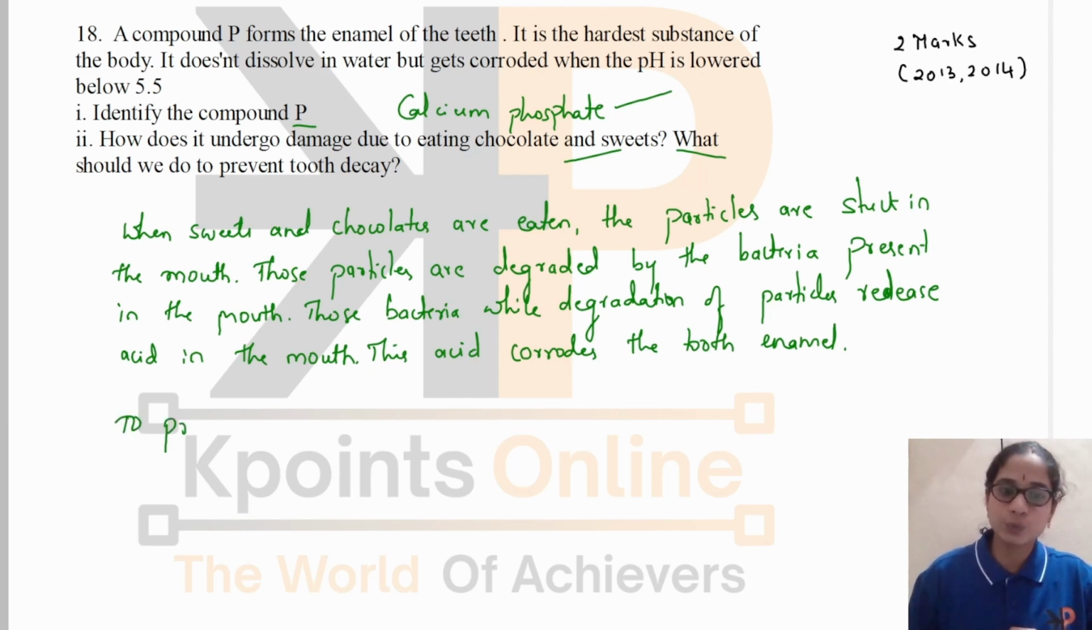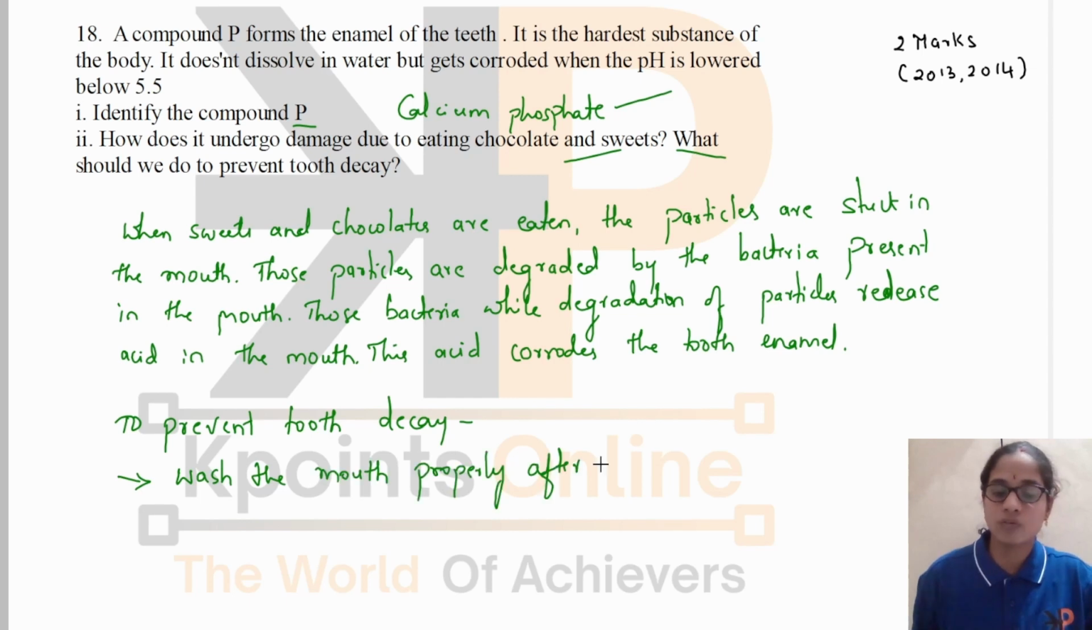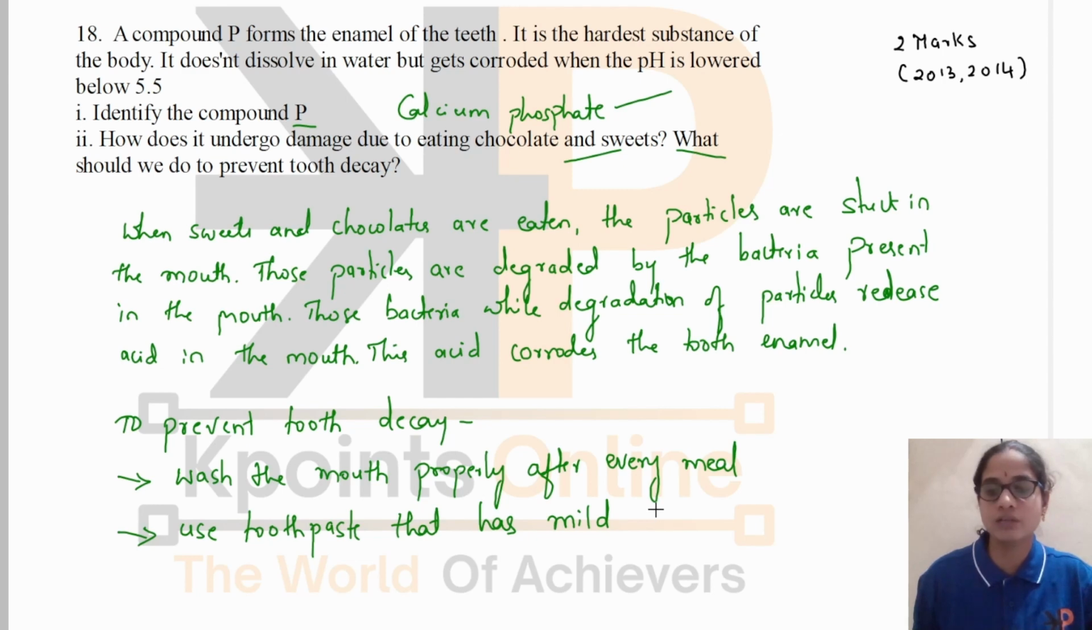To prevent tooth decay, we have to wash the mouth after every meal. We have to clean the mouth. And also, we can use toothpaste that is basic in nature, so that it will neutralize the acid that is released in our mouth. To prevent tooth decay, what we have to do? Wash the mouth properly after every meal and use toothpaste that has a mild base, so that it will neutralize the acid of the mouth.